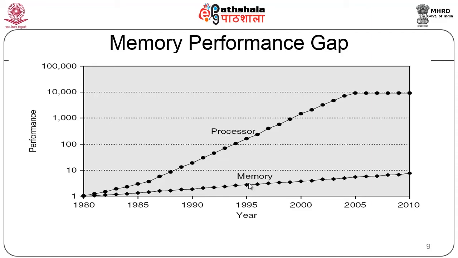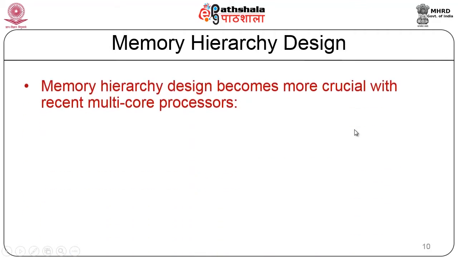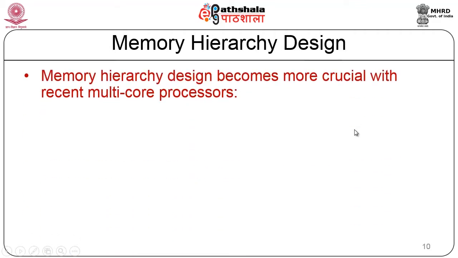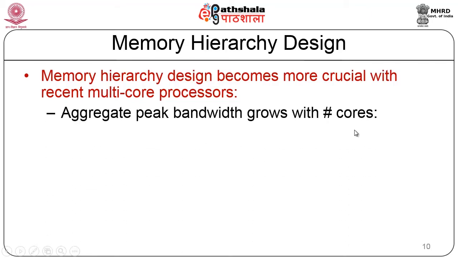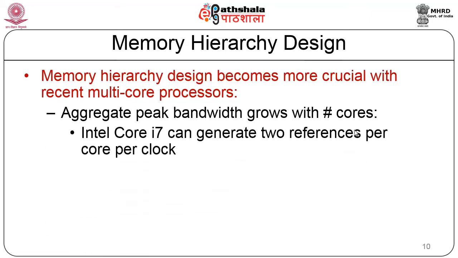So, we will have to look at techniques which will try to optimize the memory accesses, or at least try to hide the latency associated with the memory access. We will discuss all this as we proceed. When you look at the memory hierarchy design, it becomes very crucial, particularly with the recent multi-core processors. With multi-core processors, there are multiple processors, or cores, on the same die, and all these cores are trying to access your memory.